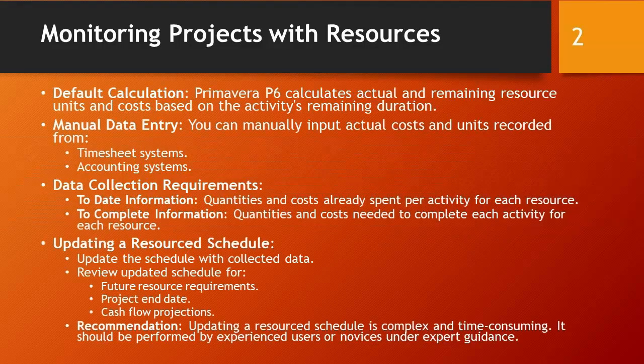Monitoring projects with resources involves default calculation, where Primavera P6 calculates actual and remaining resource units and costs based on the activity's remaining duration. Additionally, manual data entry allows you to input actual costs and units recorded from timesheet systems and accounting systems. Data collection requirements include to-date information, which refers to quantities and costs already spent per activity for each resource, and to-complete information, which indicates quantities and costs needed to complete each activity for each resource.